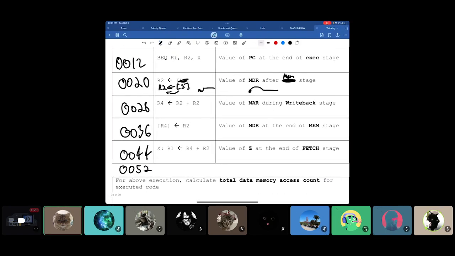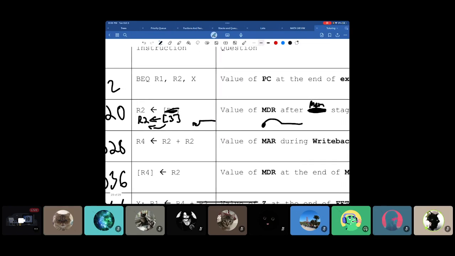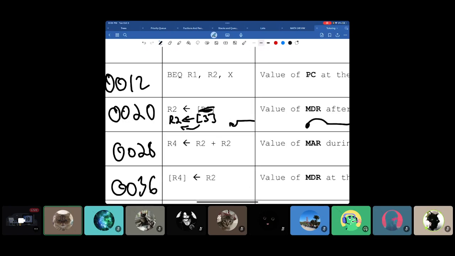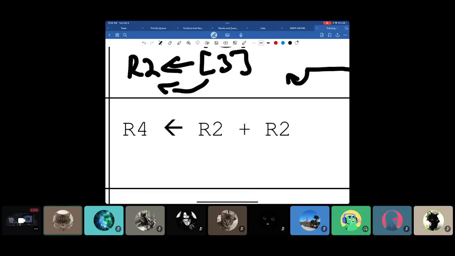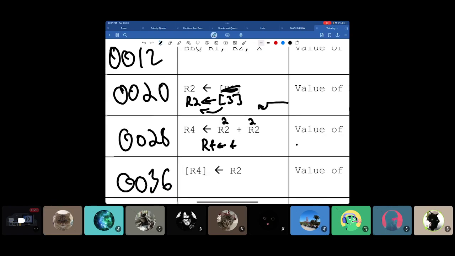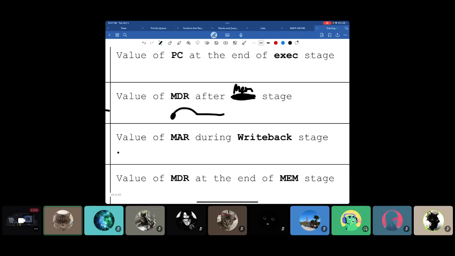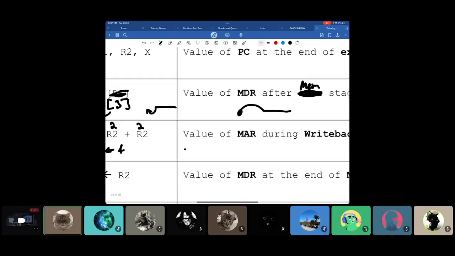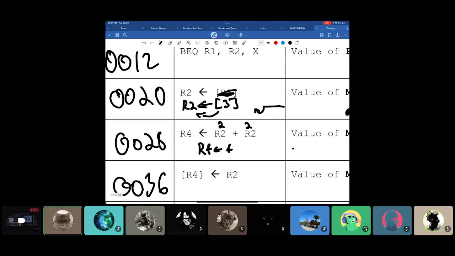Anyways, then we have R4, right? Which from here, we know that R2 stores the value 2. So in this R-type instruction, that's just going to be 2 plus 2. So then R4 stores 4, right? And then let's go to the question here. It says value of MAR during the write back stage, right? That'd be the write back stage of the R-type instruction.